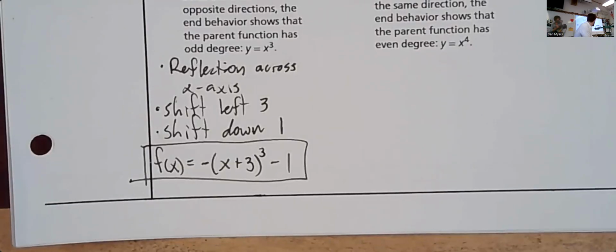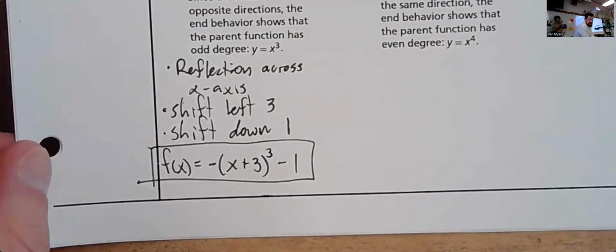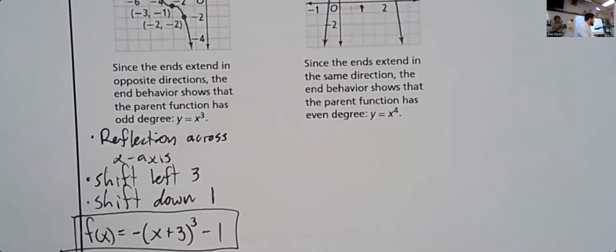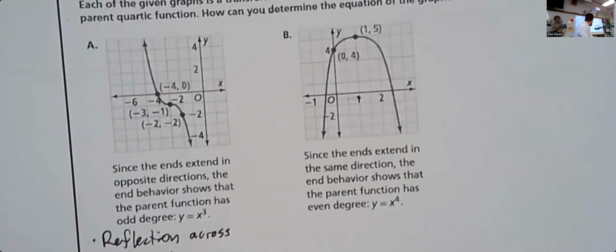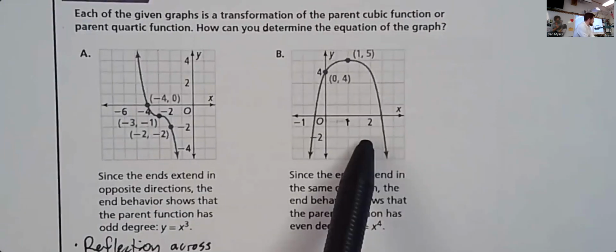All right. Are there questions about how we came up with that function there? All right, let's try the next one. So again, we're only deciding between x cubed and x to the 4th power. That's what it says here. It says cubic and quartic in the actual problem here. So this one is cubic, this one is quartic.